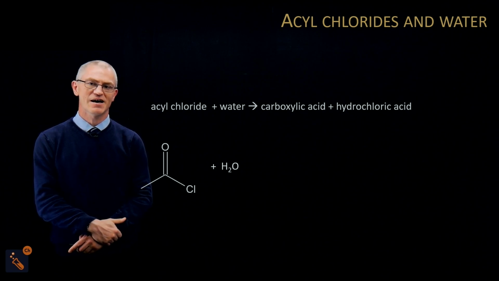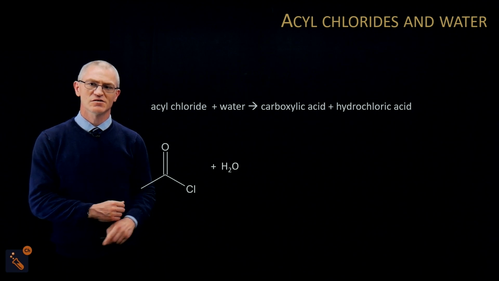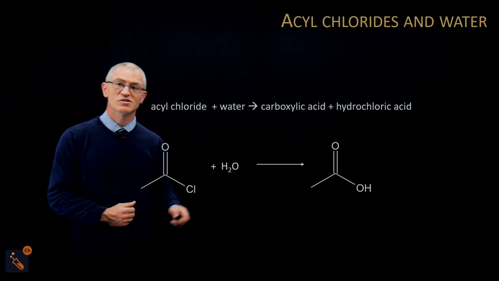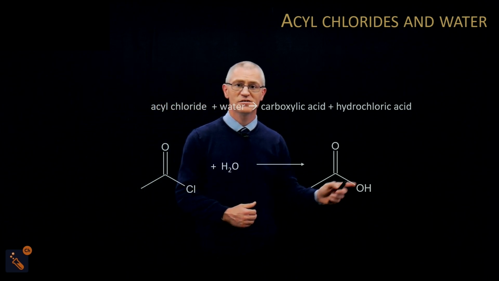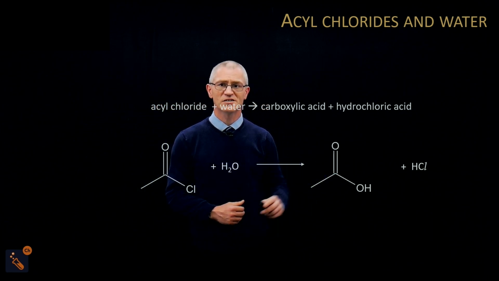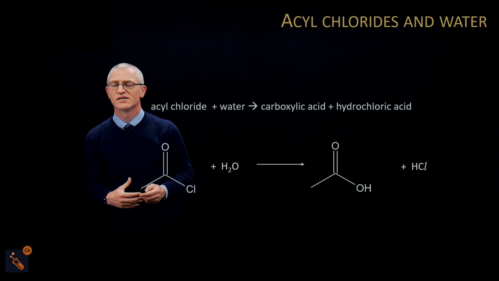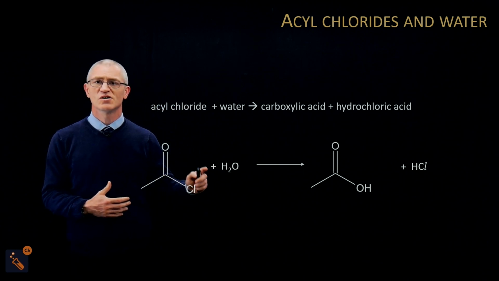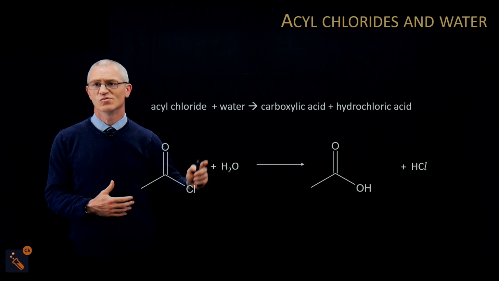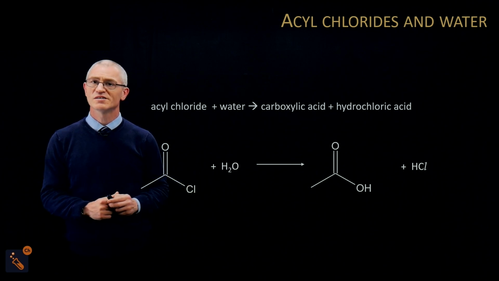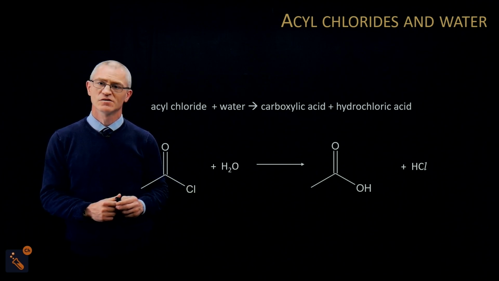So let's look at an example. So we've got an acyl chloride here, again ethanoyl chloride. You add your water, it turns straight back into the carboxylic acid, and it has HCl that comes out as a result. Okay, now this is not called, you would think, condensation. Normally this is called hydrolysis because you are adding water. So this is a hydrolysis reaction. It's really important that you know that.